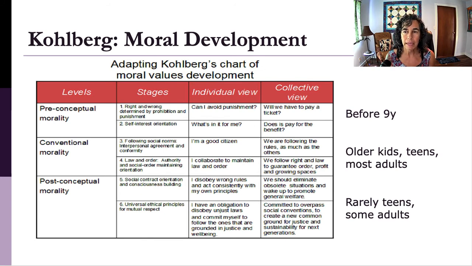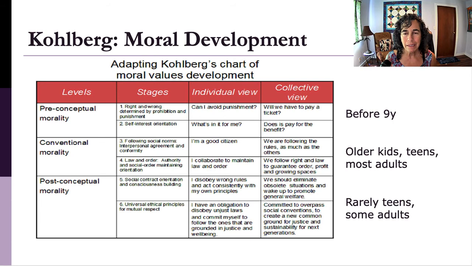They're all about me, right? So super self-centered. It's absolutely age and stage appropriate. And that's the first level. The second level is conventional morality. It's older children, teens, and most adults reach this phase.